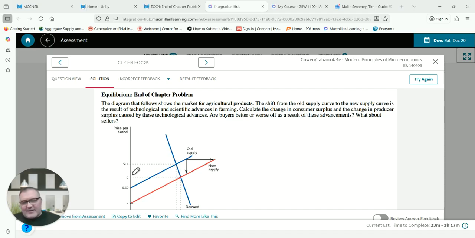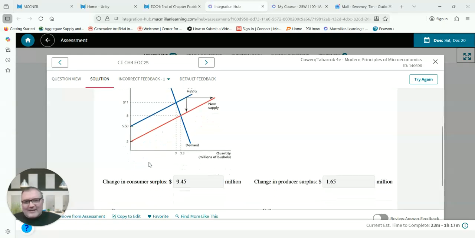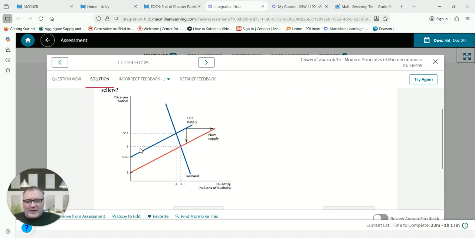The area is base times height for a rectangle, right? The height is 3 and the base is also 3, but 3 million in this case. So 3 times 3 is 9. So I'm going to have 9 million. So the rectangle alone is 9 million.